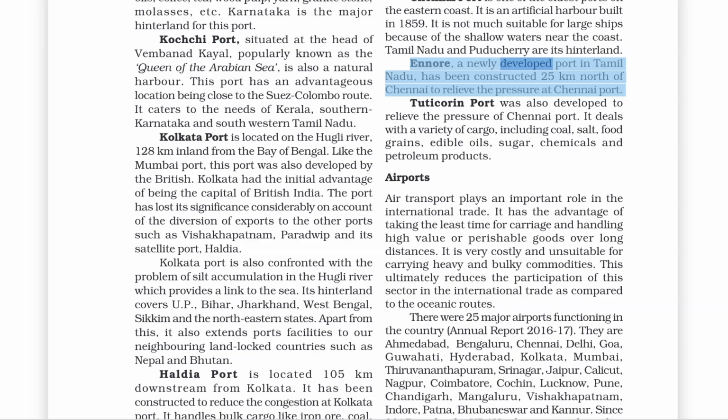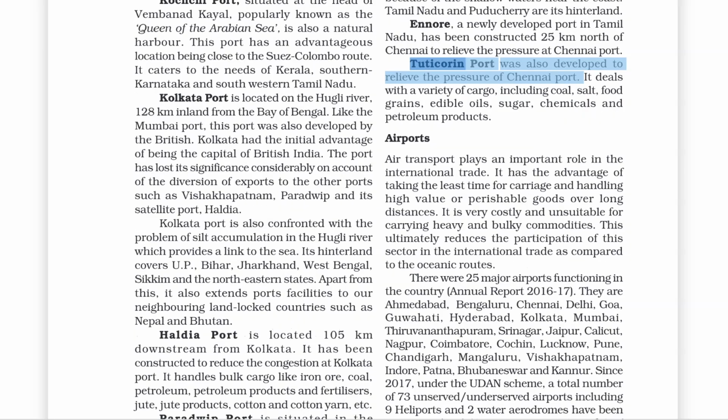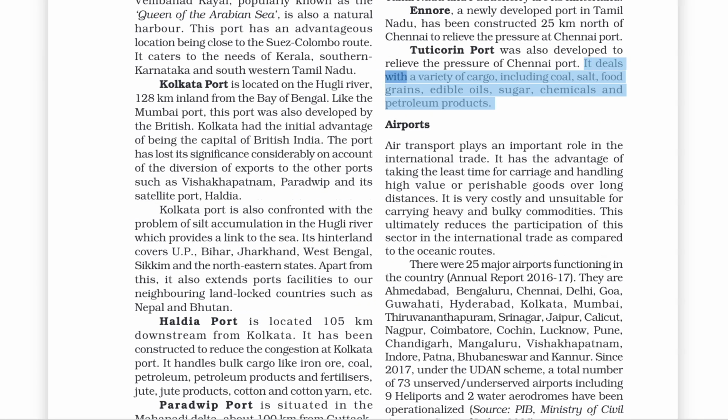Ennore, a newly developed port in Tamil Nadu, has been constructed 25 kilometers north of Chennai to relieve the pressure at Chennai Port. Tuticorin Port was also developed to relieve the pressure of Chennai Port. It deals with a variety of cargo, including coal, salt, food grains, edible oils, sugar, chemicals, and petroleum products.